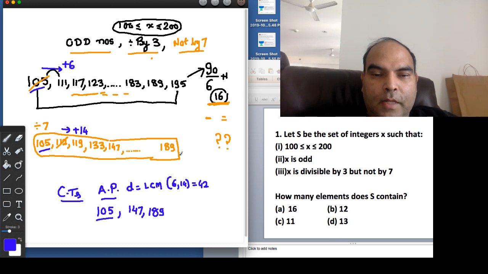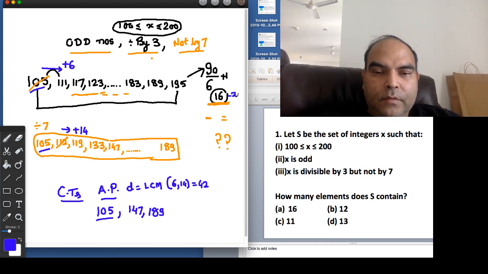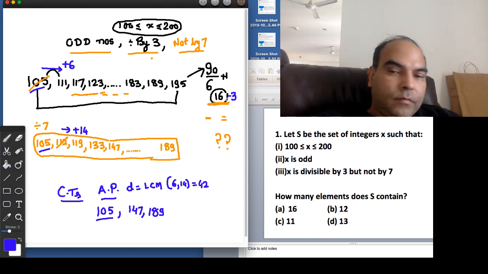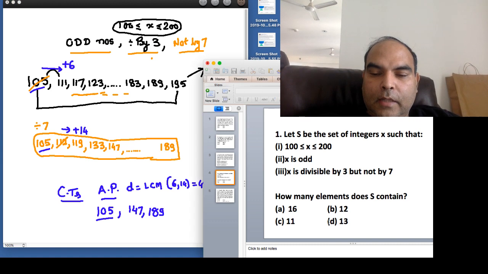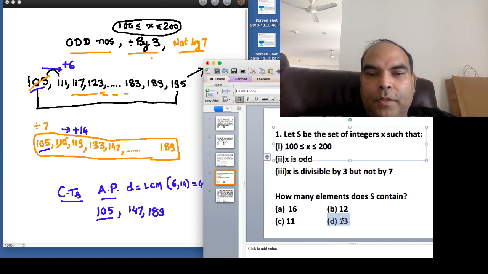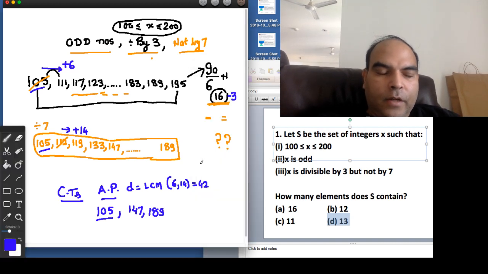So there are 3 numbers to subtract, and hence the correct answer here is going to be 13. The total number of numbers which have this property is 13.